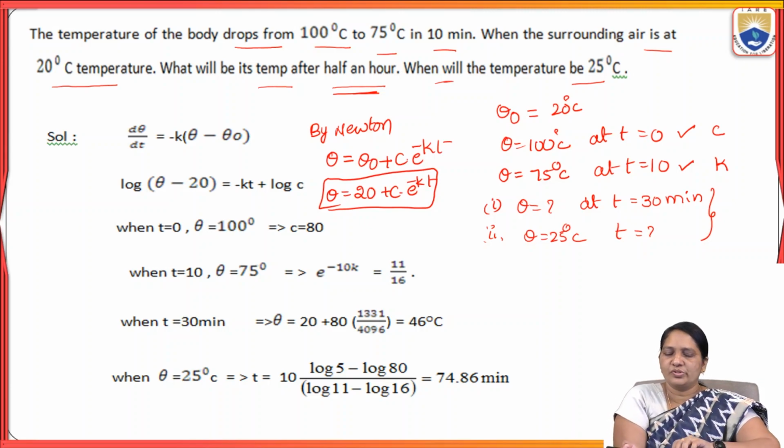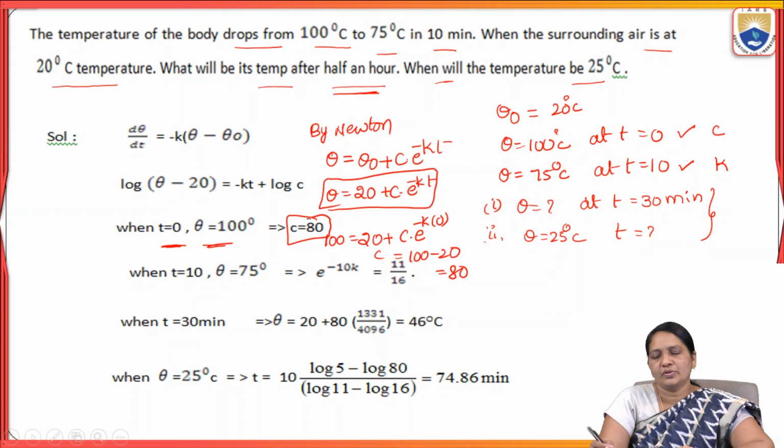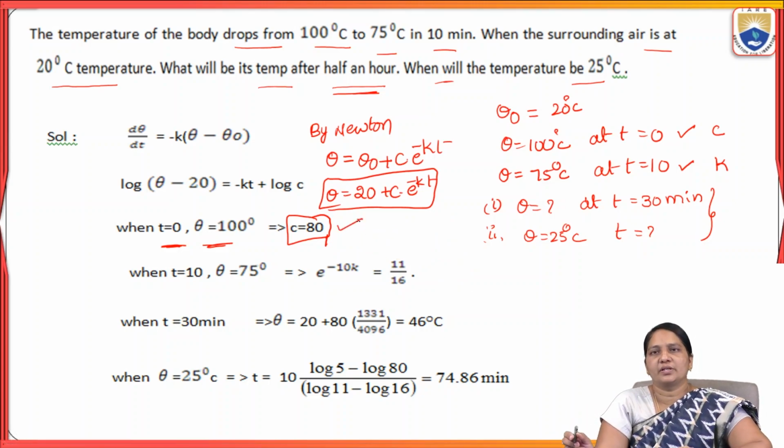So first I am using the first condition. When t equal to 0, theta is 100. So I am substituting here 100 equal to 20 plus C into e power 0, since t is 0. So e power 0 is 1. So finally C equal to 100 minus 20, which is 80. So this is the C value. So we calculated C from the first condition.